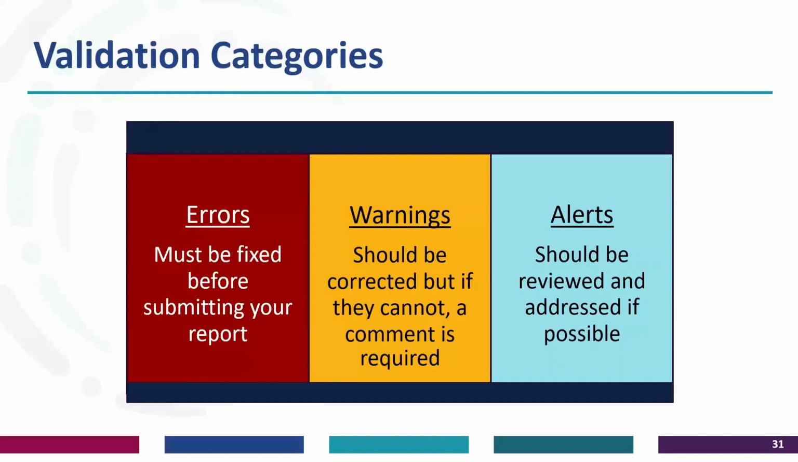So there are 3 types of validation categories that may show up in your validation report when you run it: errors, warnings, and alerts. Errors must be fixed before you submit your report. Warnings are validations that should be corrected, but if they cannot, then a comment will be required to address them. And lastly, alerts should be reviewed and corrected if possible, but you may still submit your report with an alert. So now that we have briefly discussed these types of validations, let's go back to the validation process.